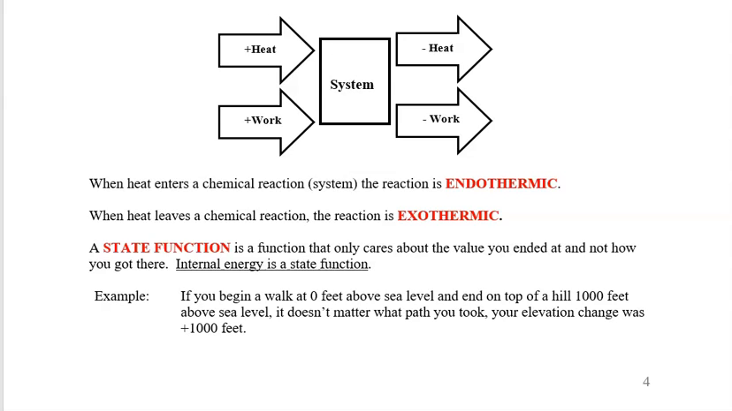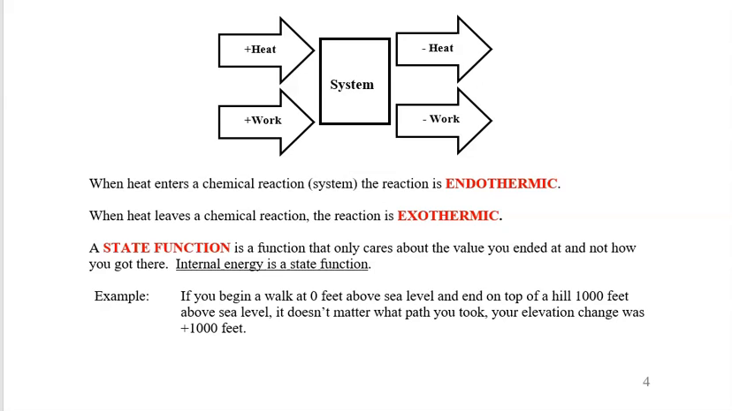A state function is a function that only cares about the value you started at, the value you ended at, and not how you got there. Internal energy, delta E, is a state function. So here's an example of a state function. If you begin a walk at 0 feet above sea level and end on the top of a hill 1,000 feet above sea level, it doesn't matter what path you took. Your elevation change was 1,000 feet.